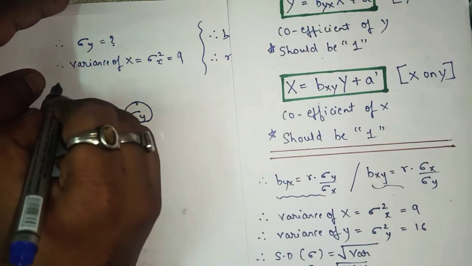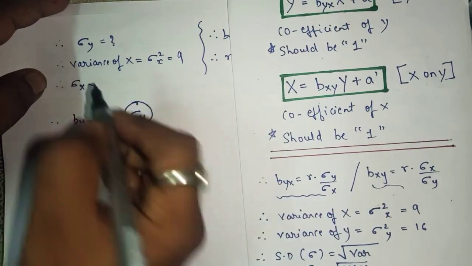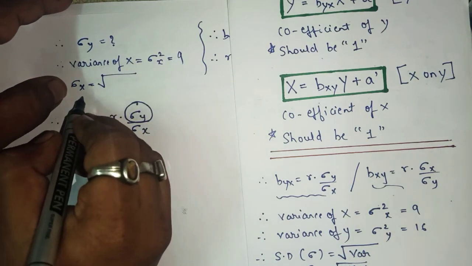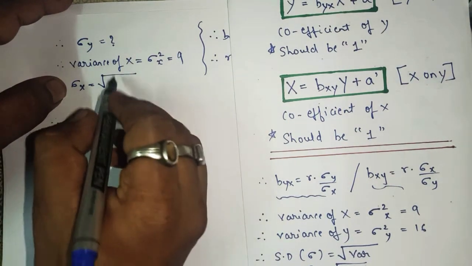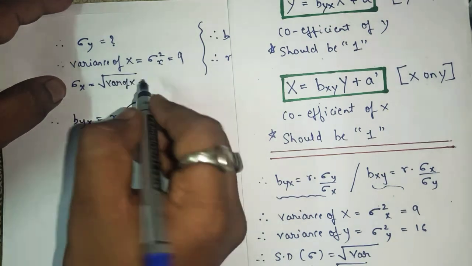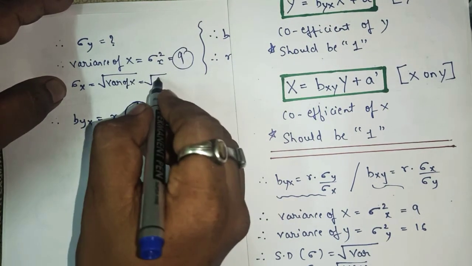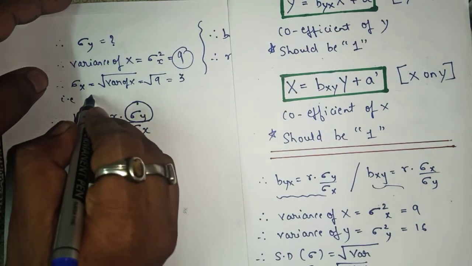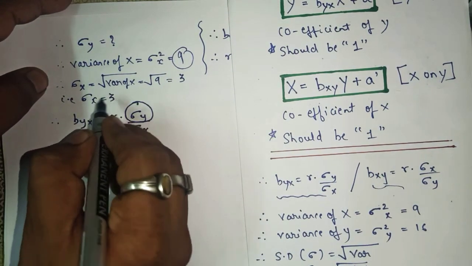So to find the standard deviation of x, simply write the formula: standard deviation of x is the square root of variance of x. Variance of x is 9. Square root of 9 is 3. So the standard deviation of x equals 3.